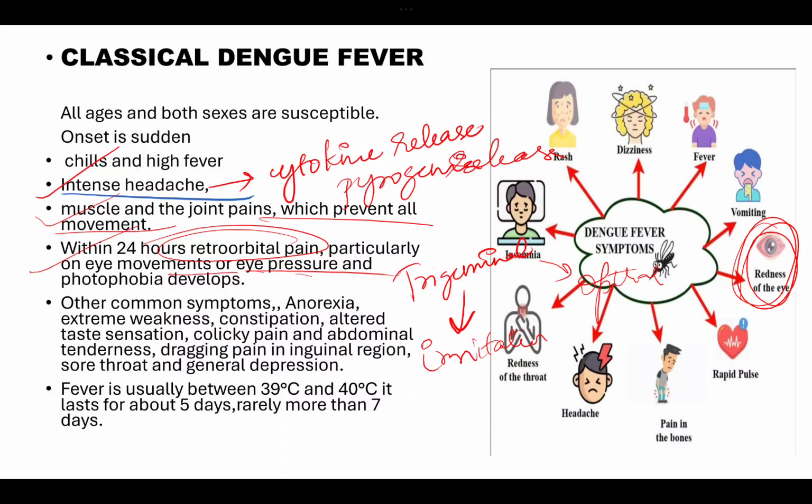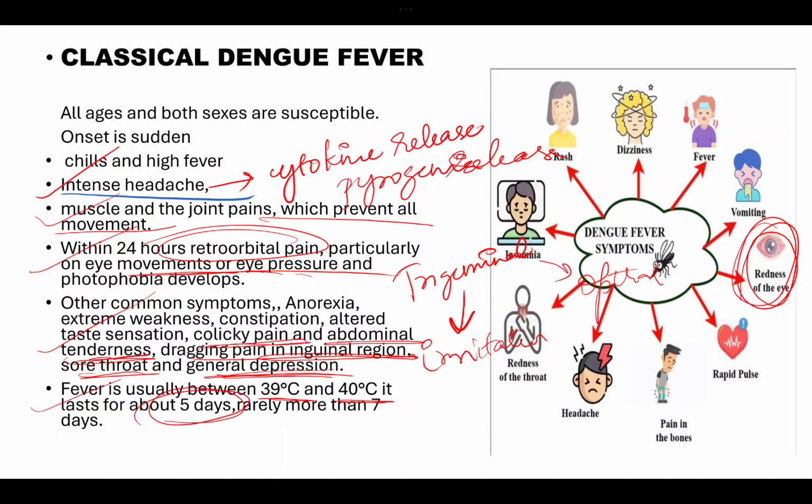And there is a pain particularly on eye movement, on eye pressure, and photophobia develops. Other common symptoms will include anorexia, extreme weakness, constipation, altered taste sensation, colicky pain, abdominal tenderness, dragging pain in inguinal region, sore throat, general depression, etc. And then the fever is usually between 39 to 40 degrees Celsius.